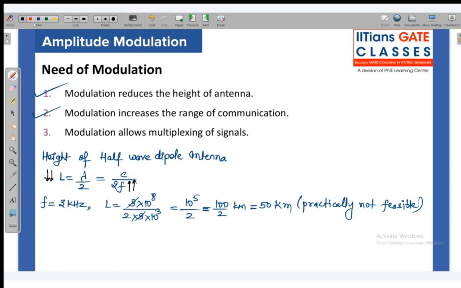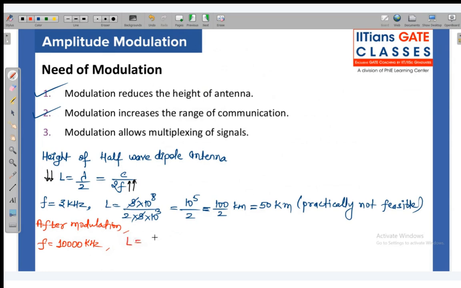So what will happen after modulation? That you have understood from the graphical analysis: after modulation the frequency increased. So let us say the frequency increased to 10,000 kilohertz. Okay, somehow you have converted it into 10,000 kilohertz.